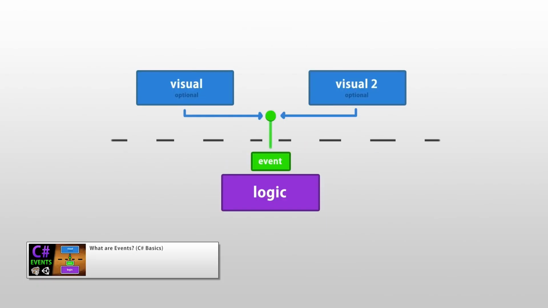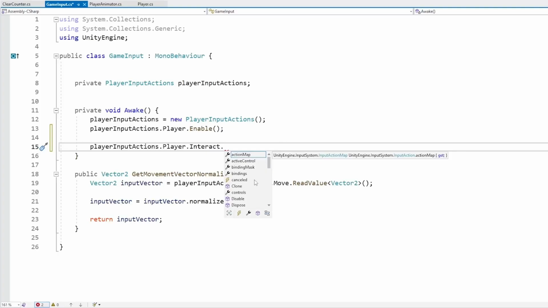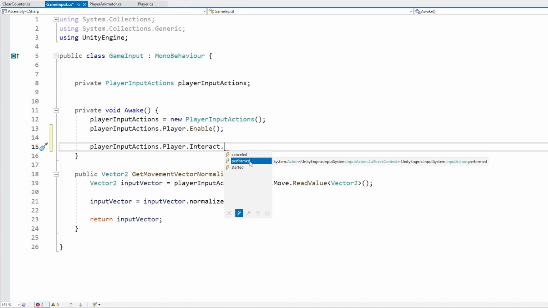For now, here are the absolute basics. Events have publishers and subscribers. The publisher creates and fires the event when something happens, and the subscriber listens to that event and gets the listening function called when the event is fired. Now on the generated C# class, we've got these three events. The one that we want for this case is the performed event.